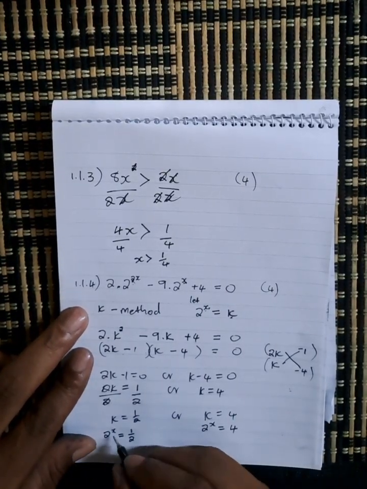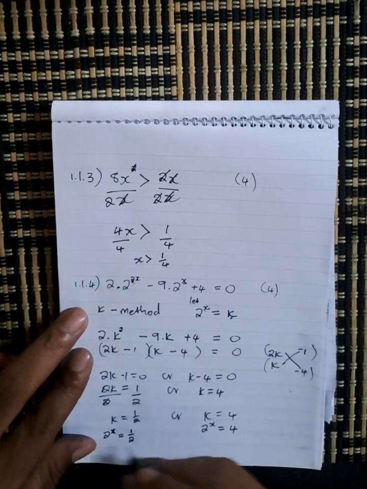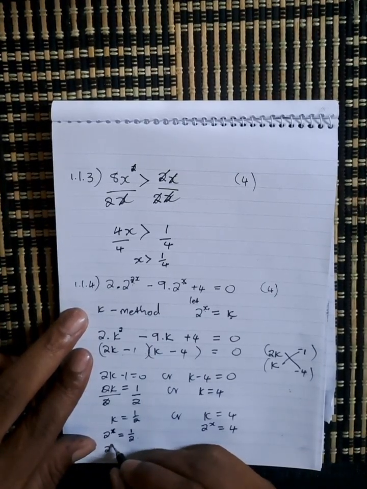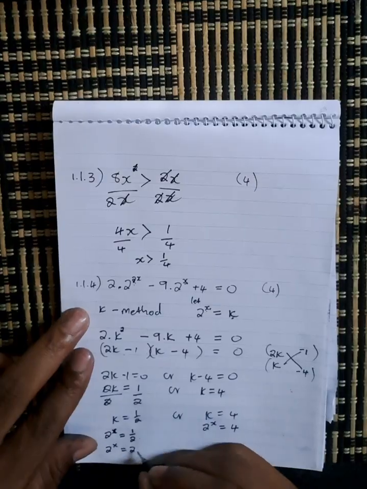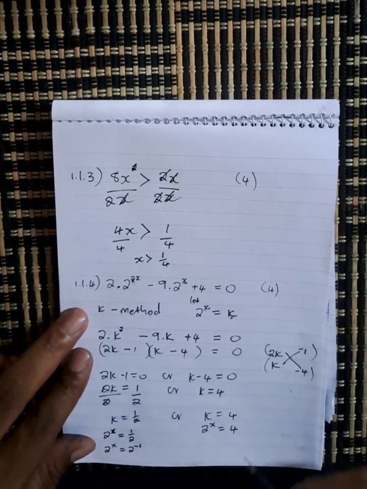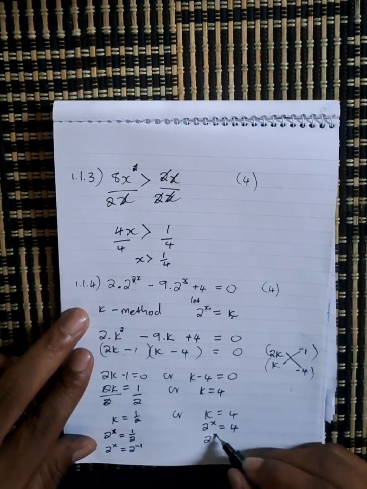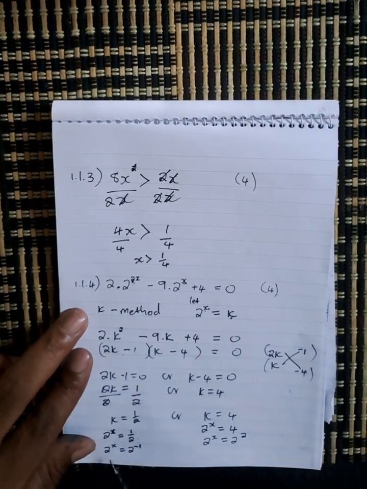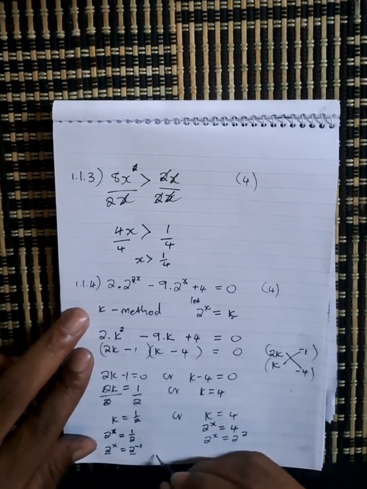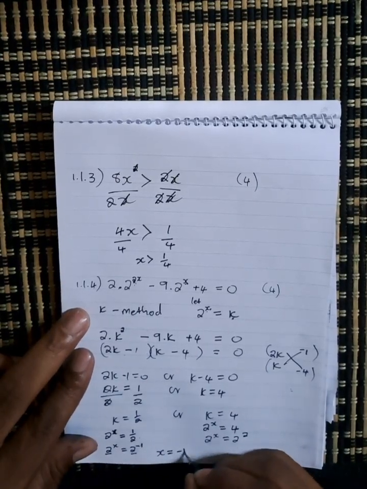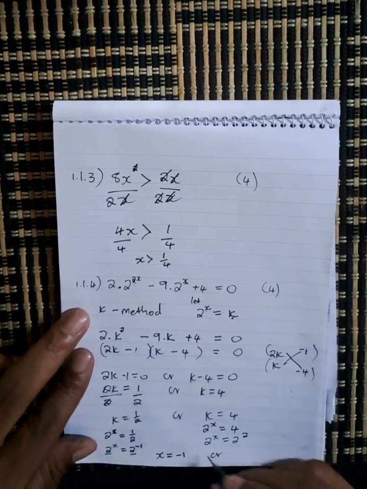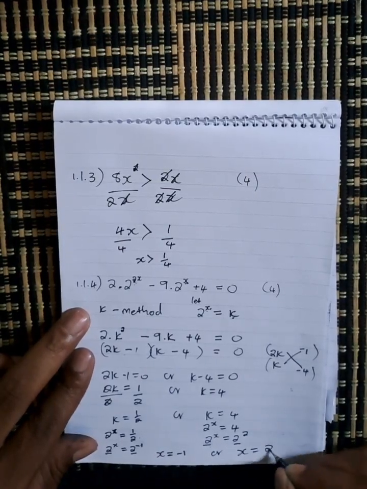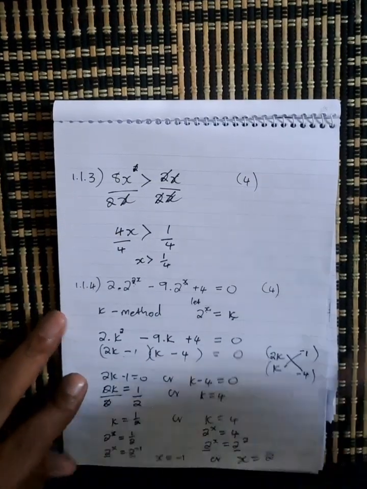And then, because x is an exponent, we're going to try and get our bases to be the same. So 2 to the power of x equals 2 to the power of negative 1, and 2 to the power of x equals 2 to the power of 2. Then, because the bases are the same, we can just say x equals negative 1, or x equals 2. Right, that's your 4 marks.